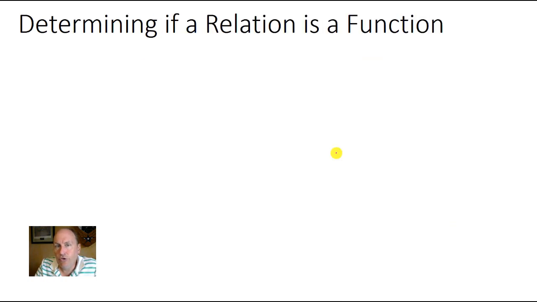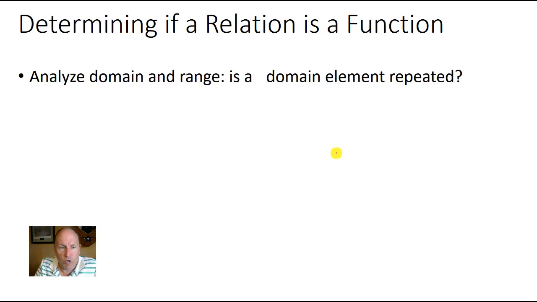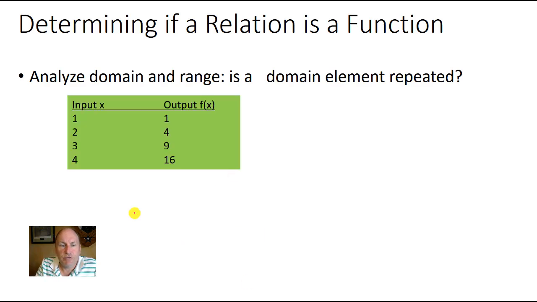So we're going to look at two major ways that you can determine if a relation is a function. A function is a very special kind of relation. Analytically is one way. You can analyze the domain and the range from a table, and you're looking to see if a domain element is repeated. So this green box is an example of a function because no element in the domain is repeated.